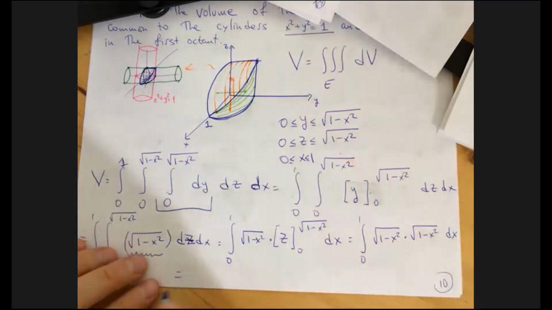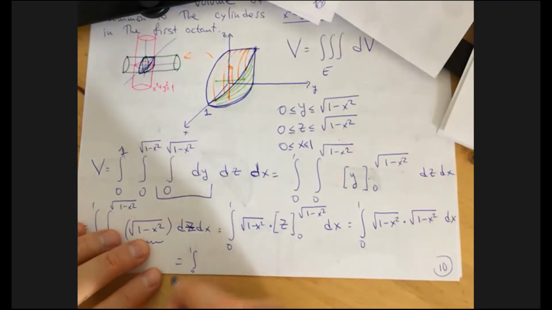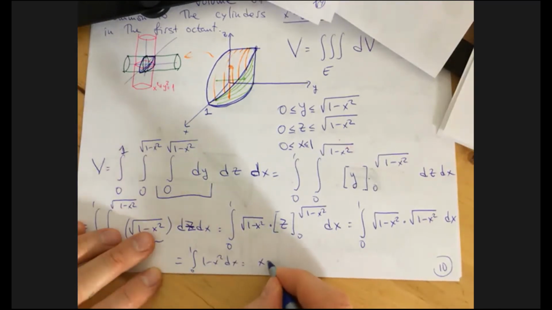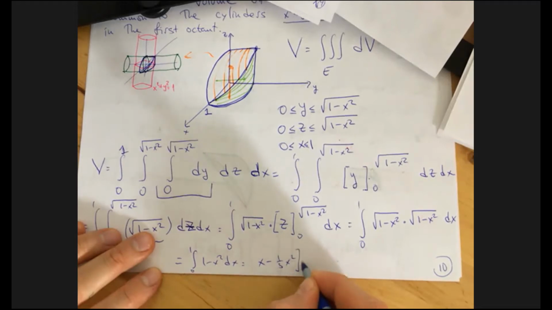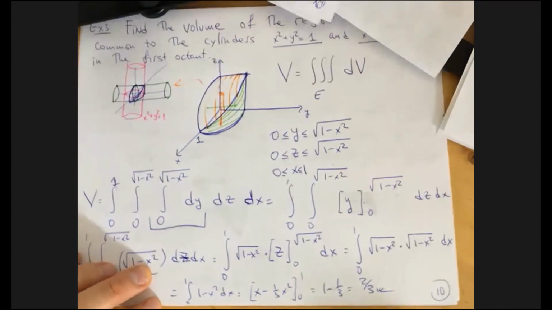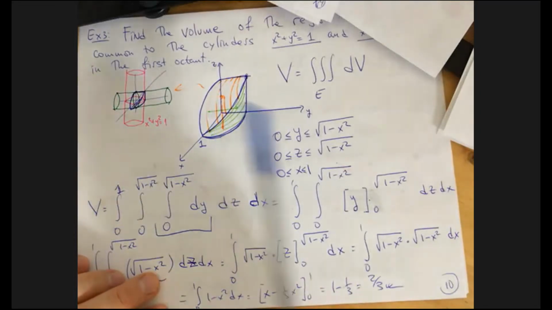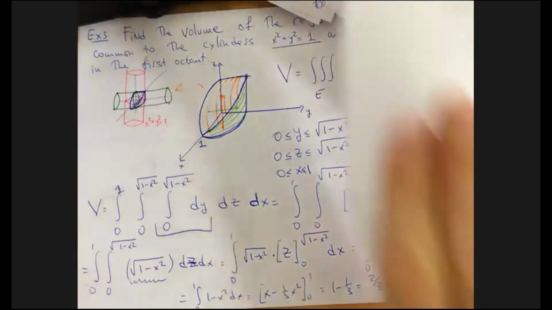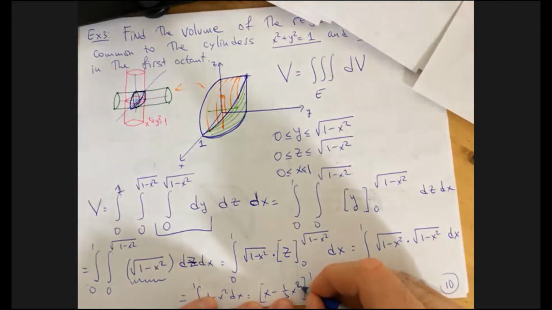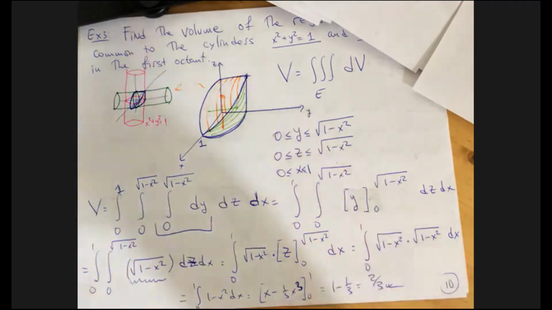And now this is just a Cal 1 example. Integral from 0 to 1, 1 minus x squared dx, which is x minus 1/3 x cubed from 0 to 1. That's 1 minus 1/3. It's 2/3. So the volume of that intersection of those two cylinders is 2/3. I know it doesn't really matter in the answer, but it's 1/3 x cubed. Thanks. You're right about that. Thank you very much.